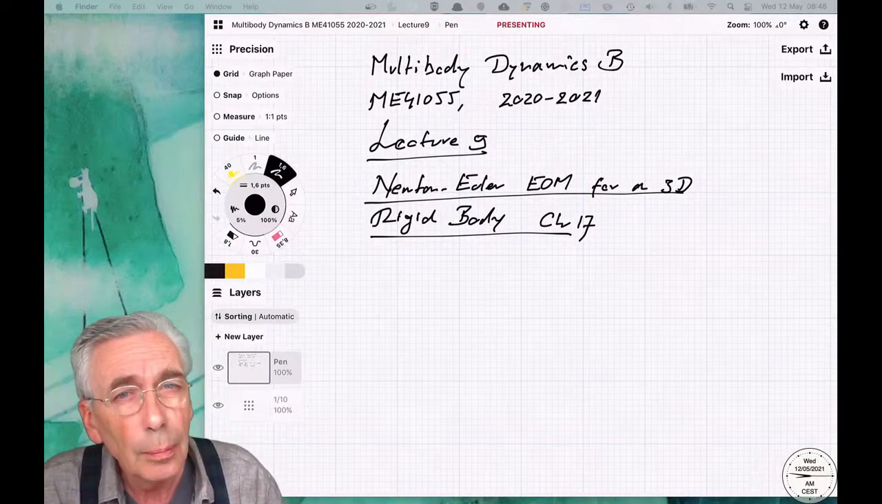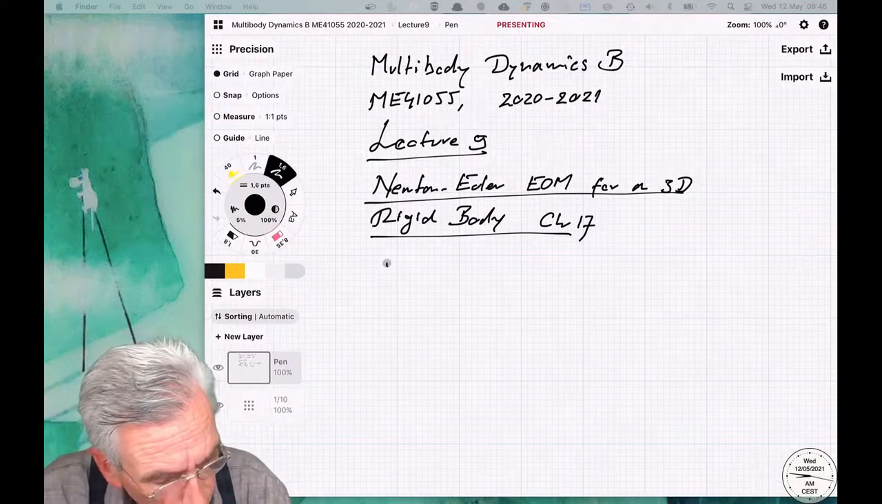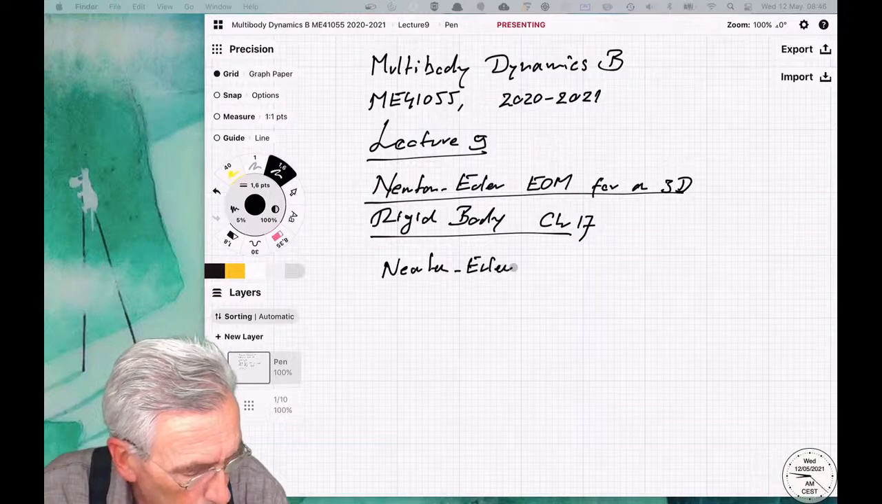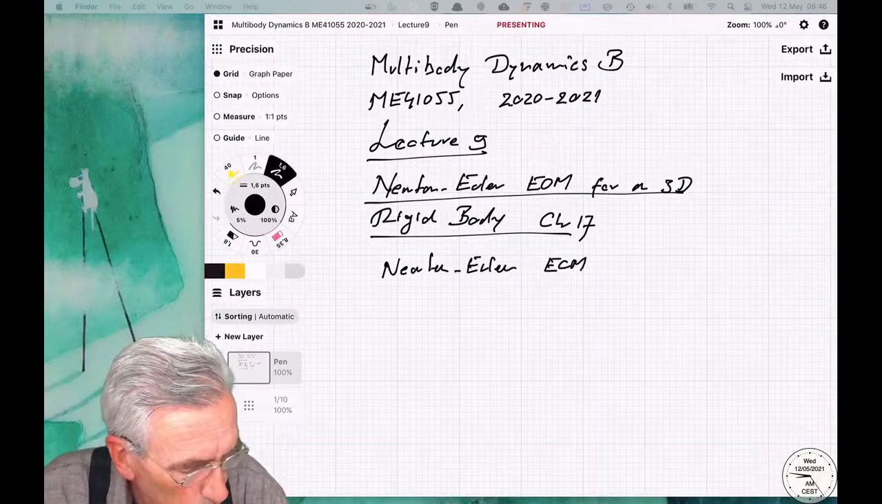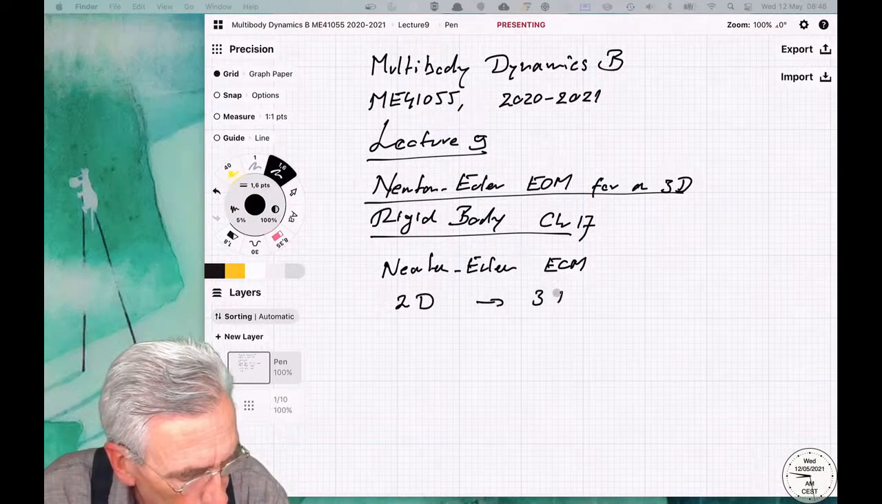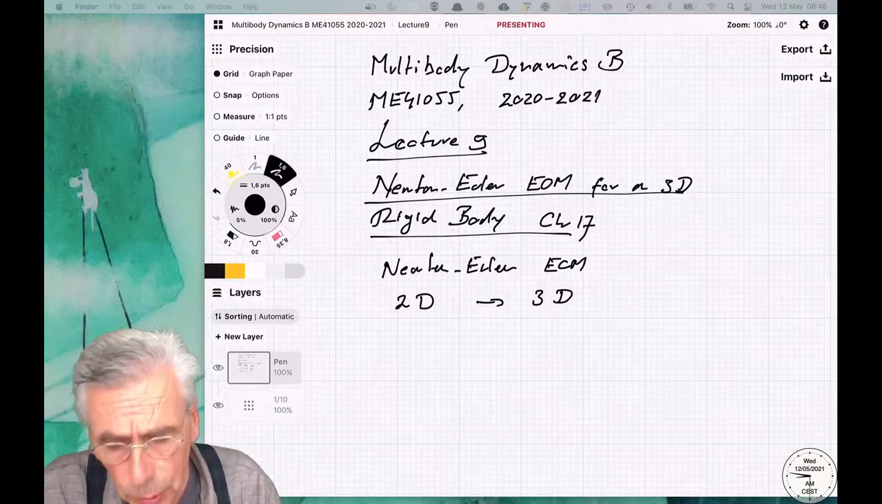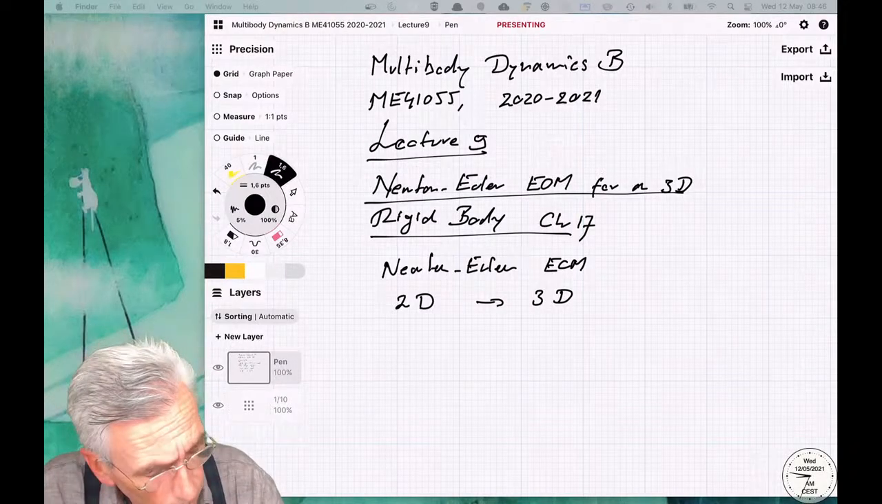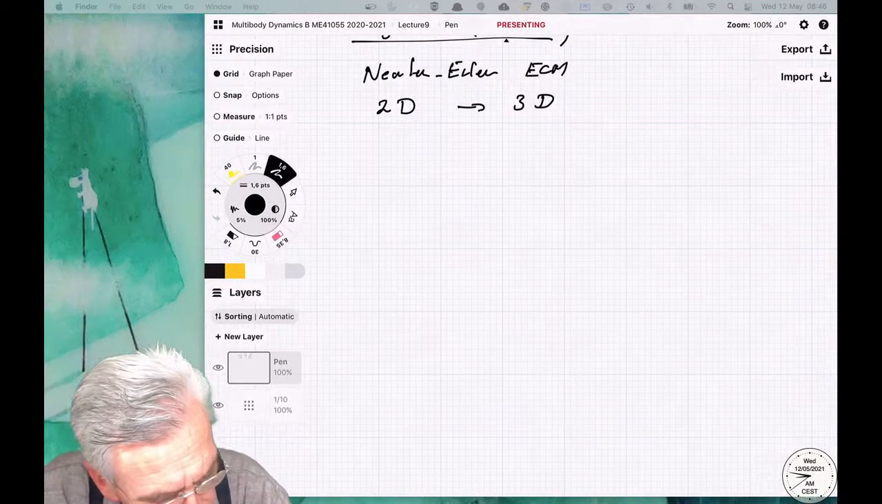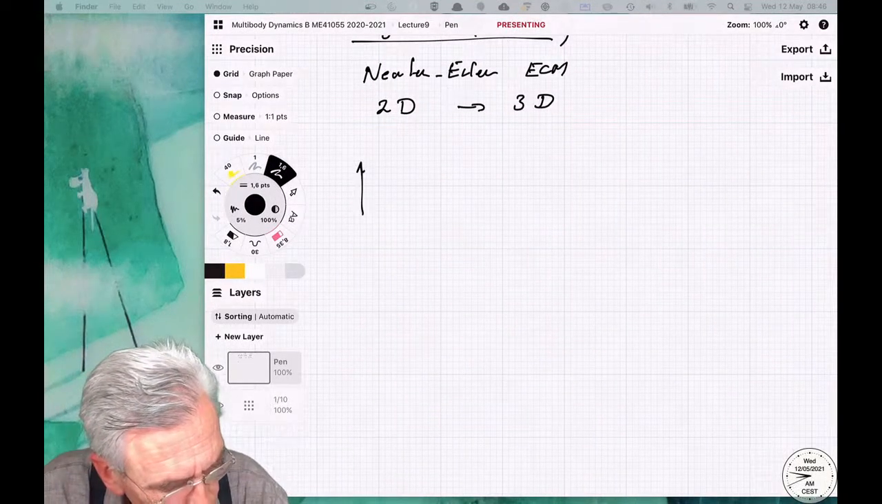Okay, so with our Newton-Euler equations of motion, we want to go from the two-dimensional case to the three-dimensional case. And to do that, we first do a recap, of course. What was it in 2D? So let's remember, how did that go? Well, we had some inertial frame, right?